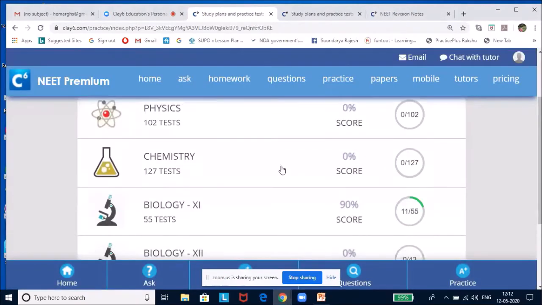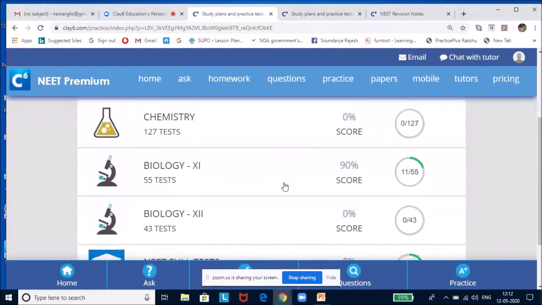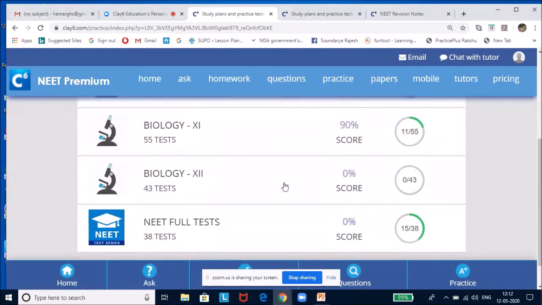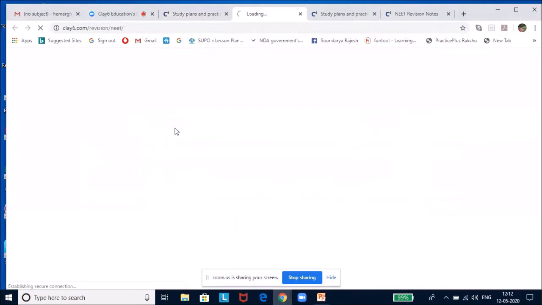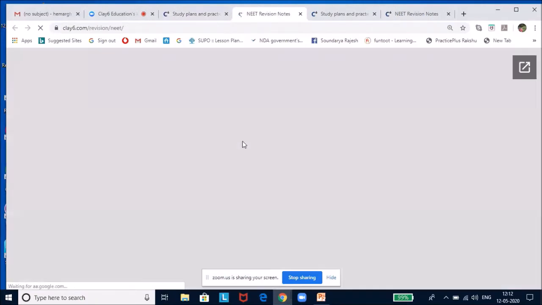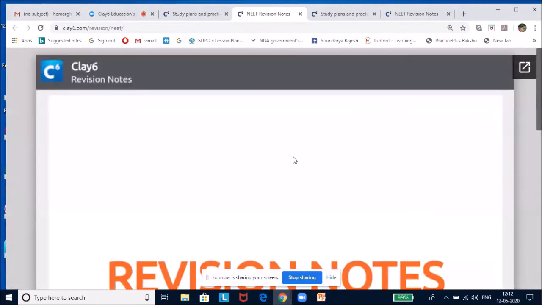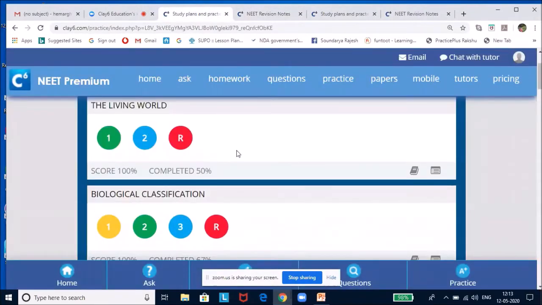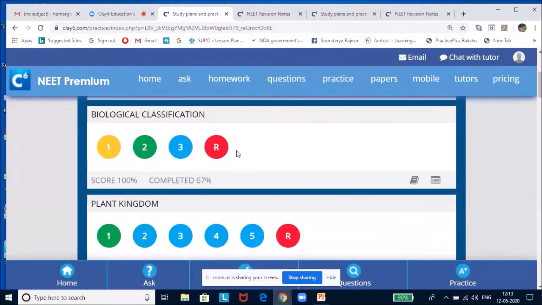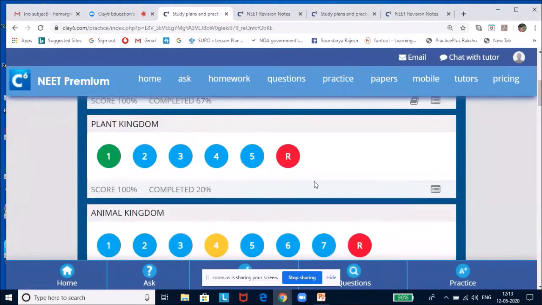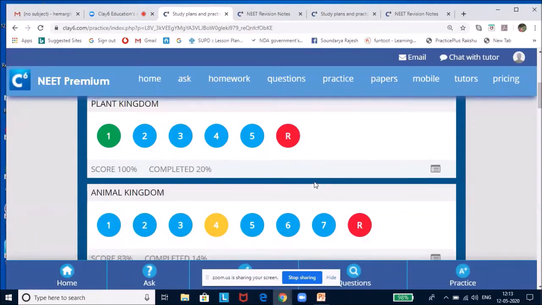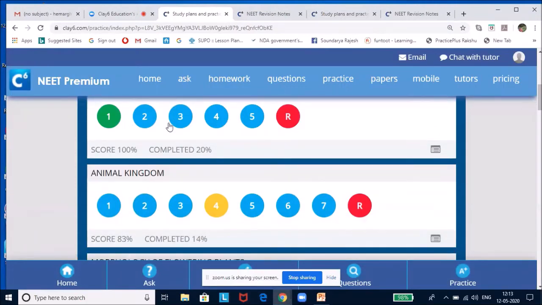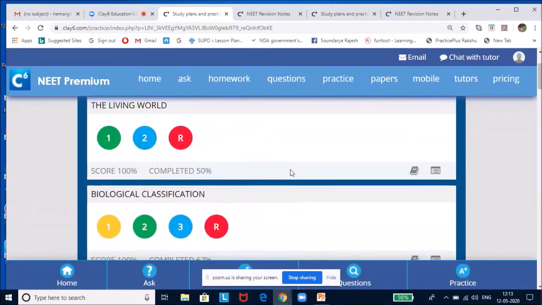And then you will see a lot of tests. Under each subject you have so many tests, and there you can also find the NEET full test. Since we are doing grade 11 biology, I have clicked there. So here, if you look at it, you will see chapter wise tests. There are many tests depending upon the complexity and also the number of questions that are asked in the exam. And here you find the tests in different colored bubbles.